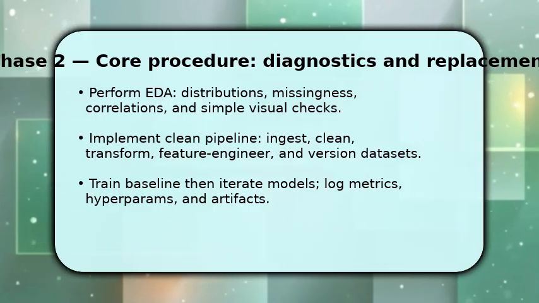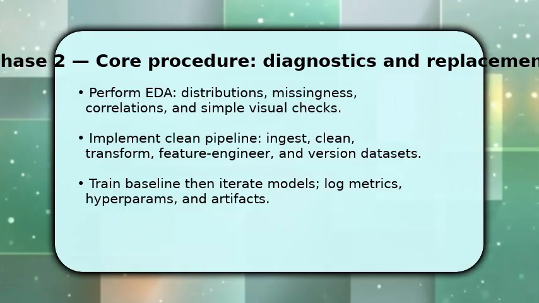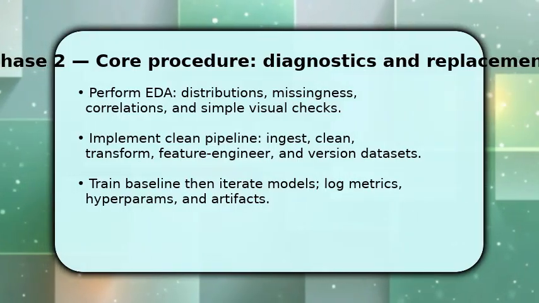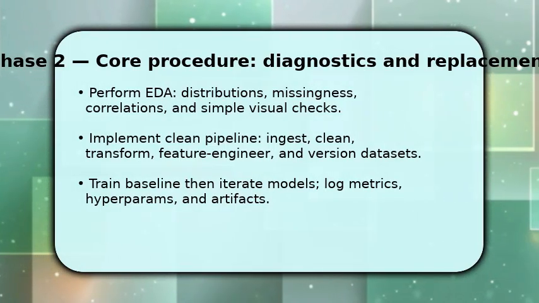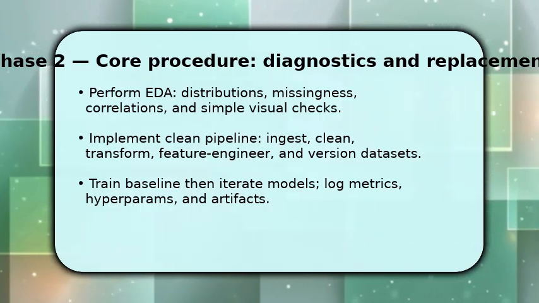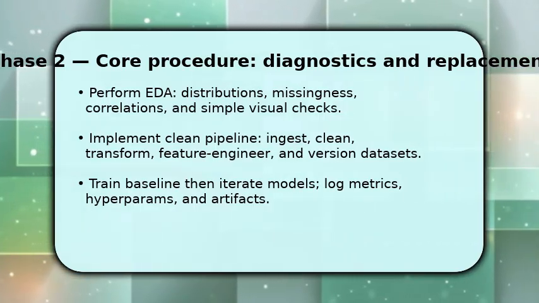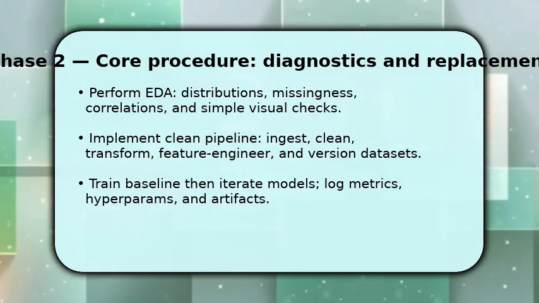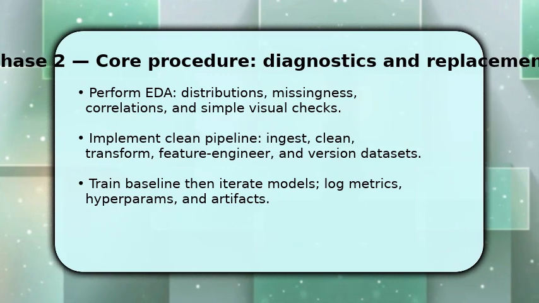Then implement a reproducible pipeline for ingesting, cleaning, transforming, and feature engineering. Version datasets and intermediate outputs so you can backtrack. Train a simple baseline first, then iterate model complexity while logging metrics and parameters. As you go, commit clear messages and update the README with methodology and key results.